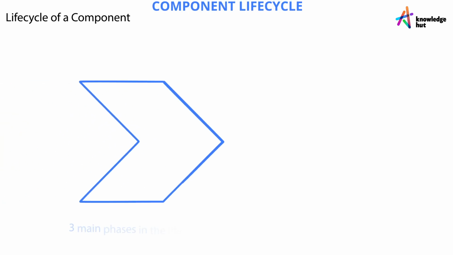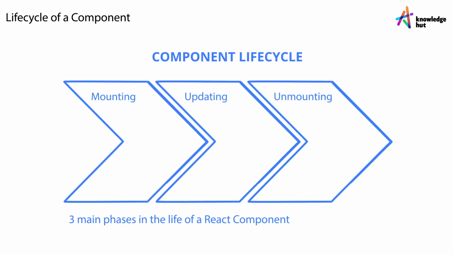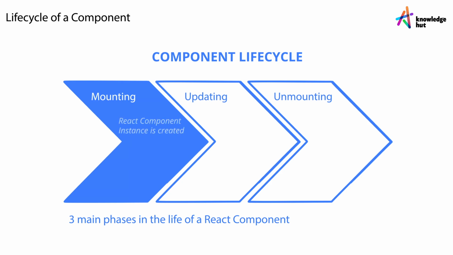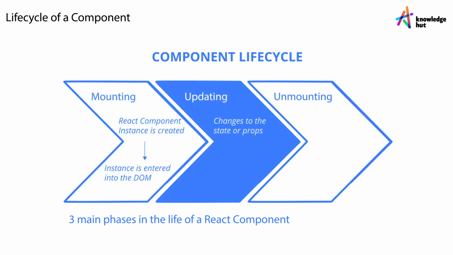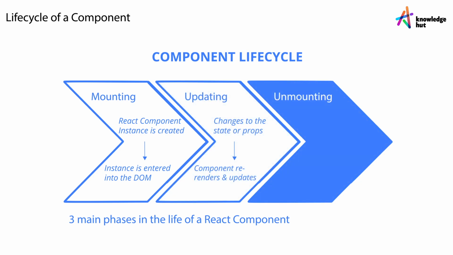In a sense, there are three main phases in the life of a React component. The mounting phase begins when a React component instance is created and ends when it is inserted into the DOM. Once the component is rendered into the DOM, the component goes through the next phase where there are changes to state or props. This state is aptly known as the updating phase because the component re-renders and updates. The last and final phase is the unmounting phase, following which the component is removed from the DOM. This happens when the data representing a particular component is removed, causing React to remove the associated component.